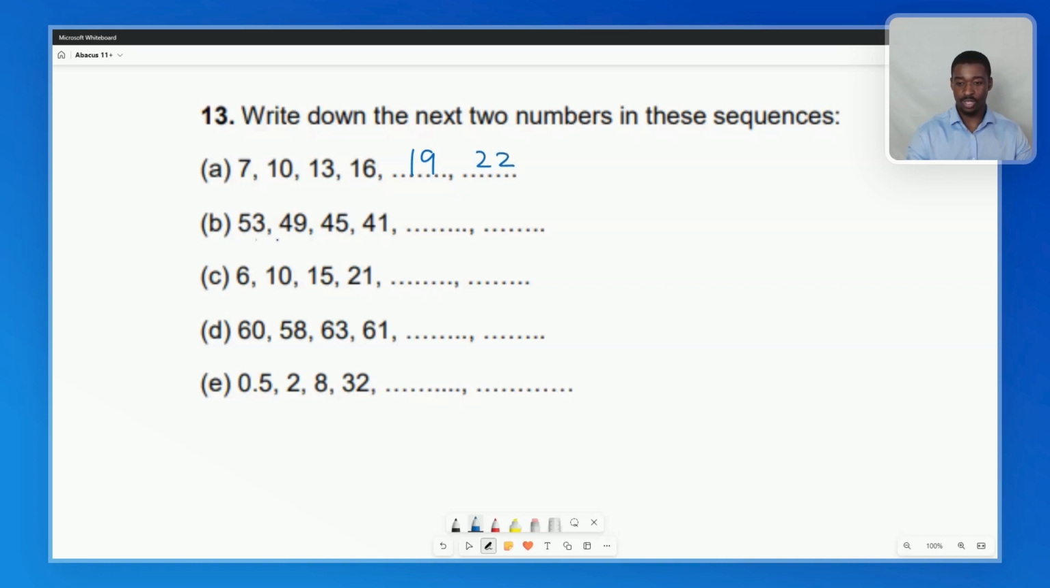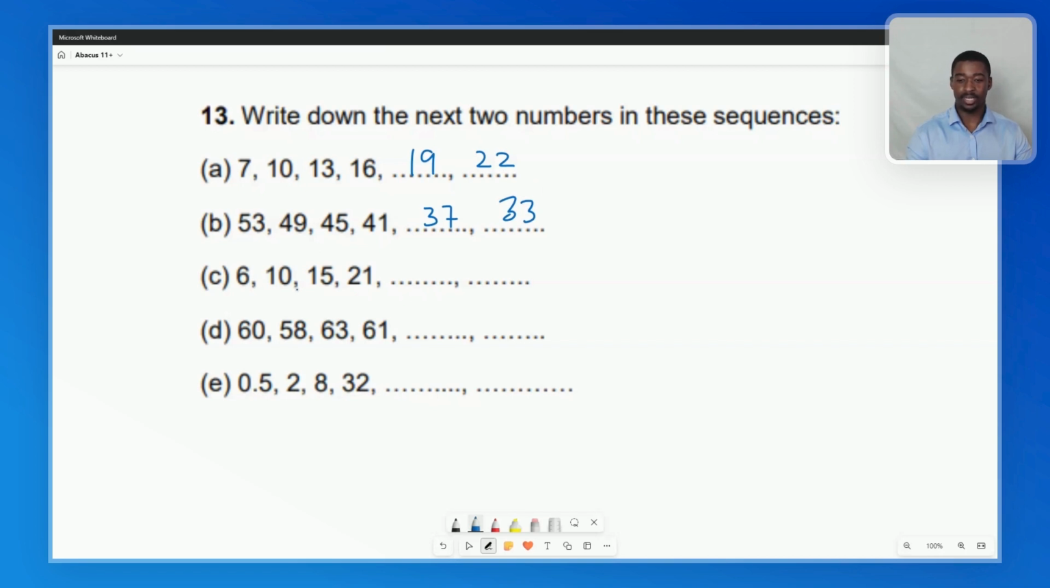Then we have 53, 49, 45, 41. Now we're subtracting, but again, it's the same number each time. Super easy. We like these kind of questions. Subtracting 4 from each number. So now we have 41 minus 4, giving us 37. Be careful when we're going backwards, not to make any silly mistakes. And then we have 37 minus 4, giving us 33.